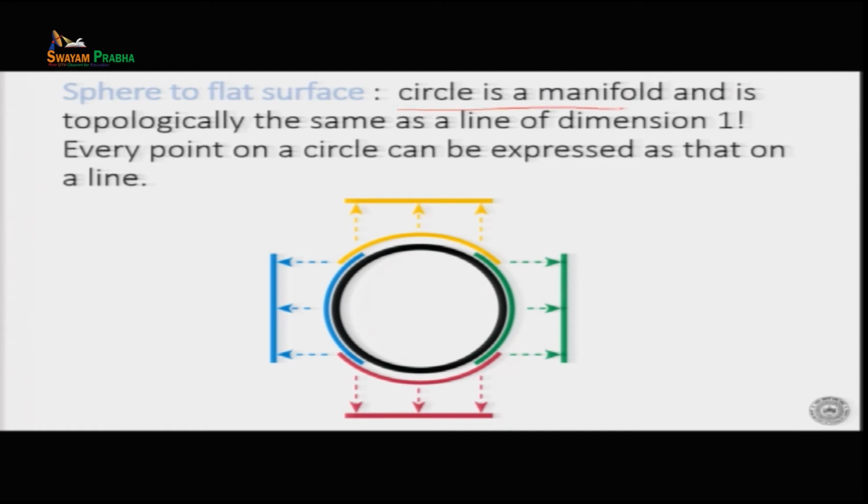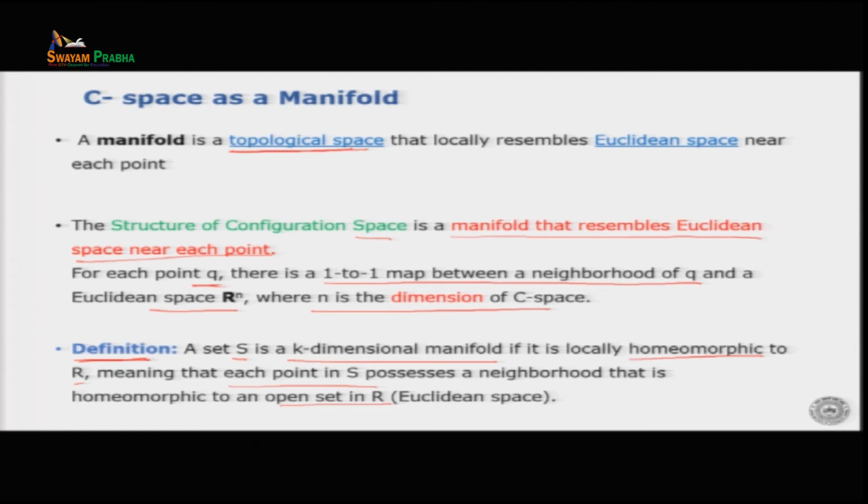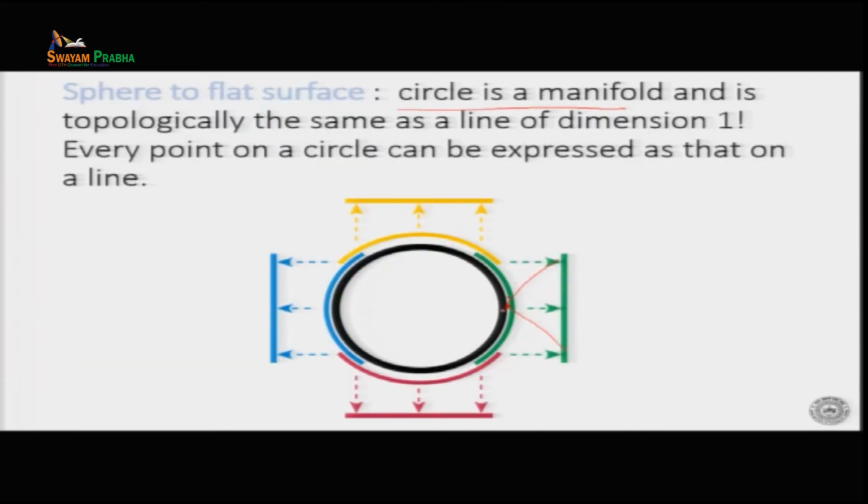So, a circle is a manifold and it is topologically similar to a line of dimension 1, which basically means that if I take a very small point here, I can stretch it to a local region here, and then it becomes a straight line. So, this is the meaning of locally. I can take a point on the C space and it resembles a Euclidean space, locally. And we should remember that C space is a manifold. So, this is basically telling us that we can map from a circle to a straight line, but locally for every point.